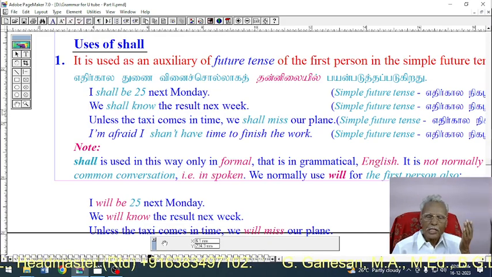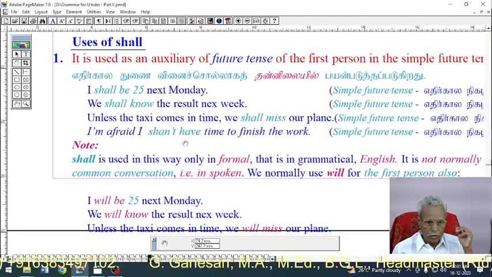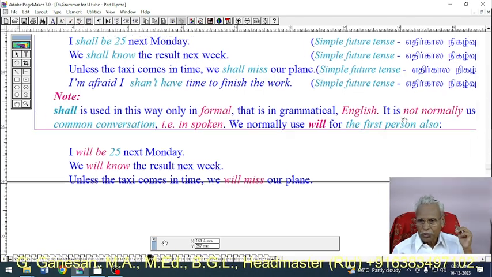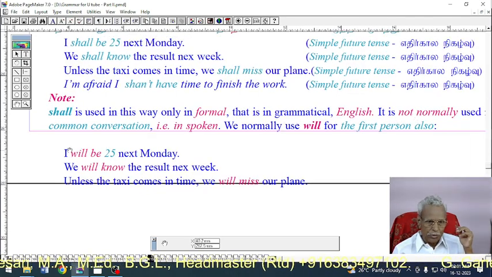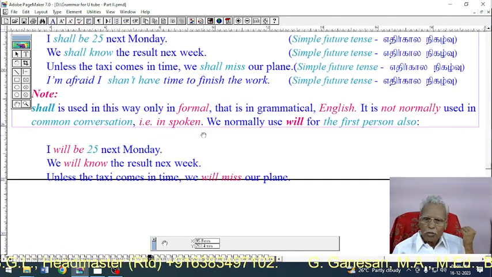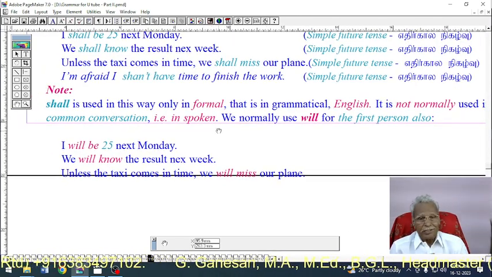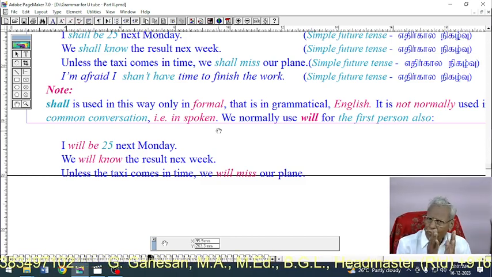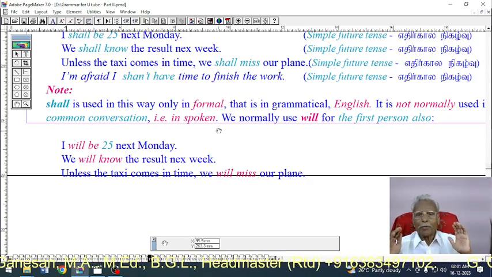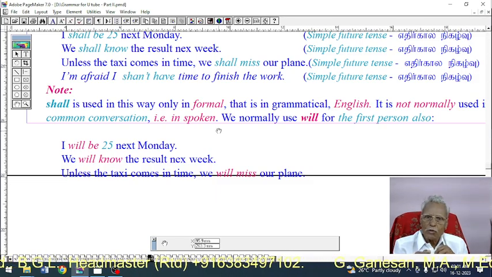Shall has been used with the subjects I and we. Note: shall is used in this way only in formal, that is, grammatical English. It is not normally used in common conversation, that is, in spoken English. We normally use will for the first person also. That is, the use of shall in the first person is only in the grammar of English. But in ordinary speech, we use will for the first person also.